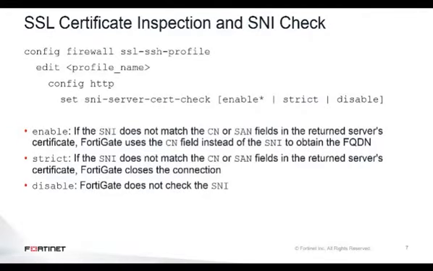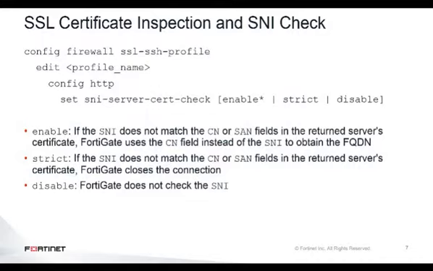When doing certificate-based inspection, by default, FortiGate validates the information in the SNI field of the client's certificate against the information in CN and SAN fields coming from the server certificate. If the domain in the SNI field does not match any of the domains listed in the CN and SAN fields, FortiGate uses the domain in the CN field instead of the domain in the SNI field.